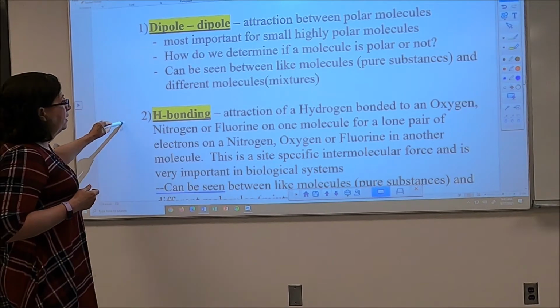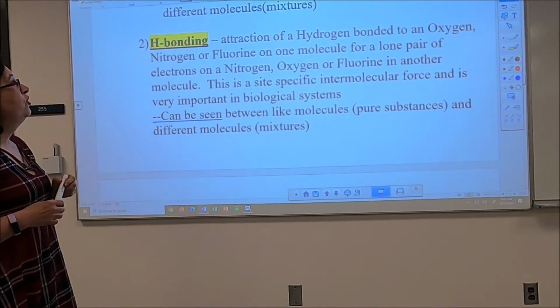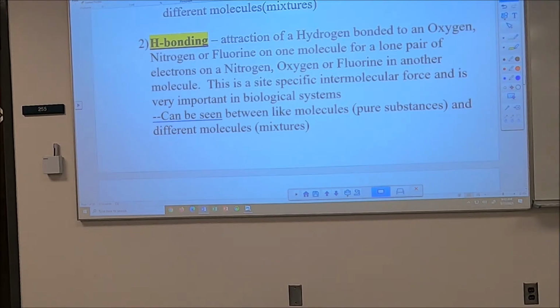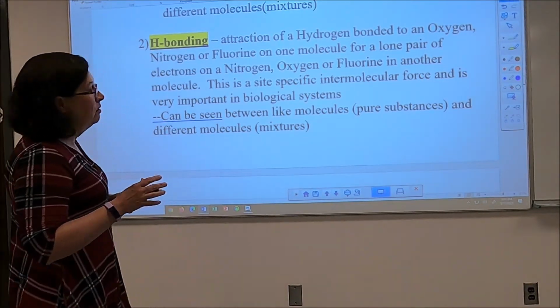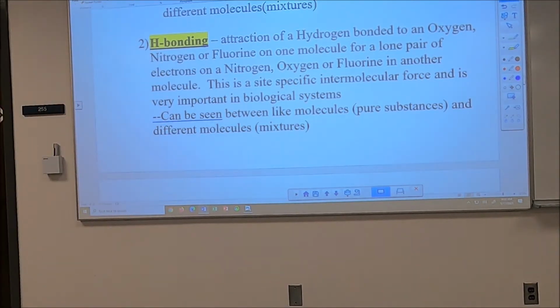Hydrogen bonding. It's the attraction of a hydrogen bonded to an oxygen, nitrogen, or fluorine on one molecule with a lone pair of electrons on a nitrogen, oxygen, or fluorine in another molecule. This is a very site-specific interaction. That's why it's called hydrogen bonding, which is kind of a misnomer. It's very important in biological systems. It helps with the folding of proteins. It's important in the holding together of the two chains in the double helix in DNA. Hydrogen bonding can be seen between like molecules and in mixtures.